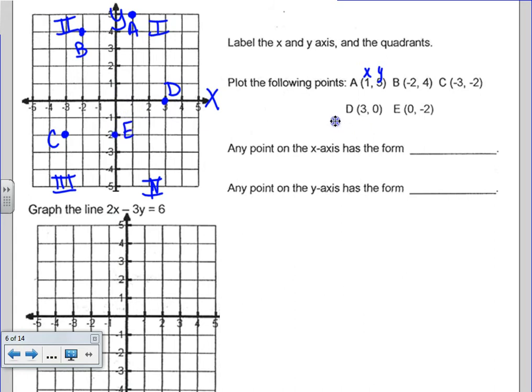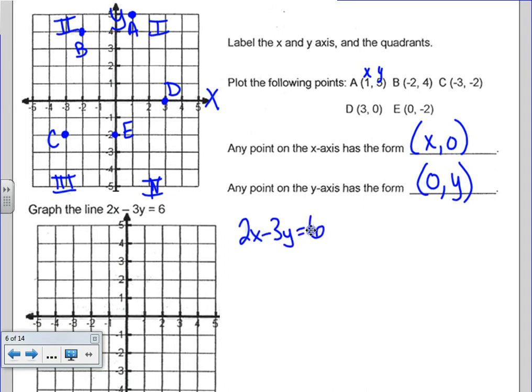Any point on the x-axis, so for instance D was on the x-axis, is going to have the generic form (x, 0), indicating that the x can be anything, but the y value must be 0 if it's on the x-axis. Conversely, on the y-axis, just like point E, the x value must be 0, but the y value can be anything.